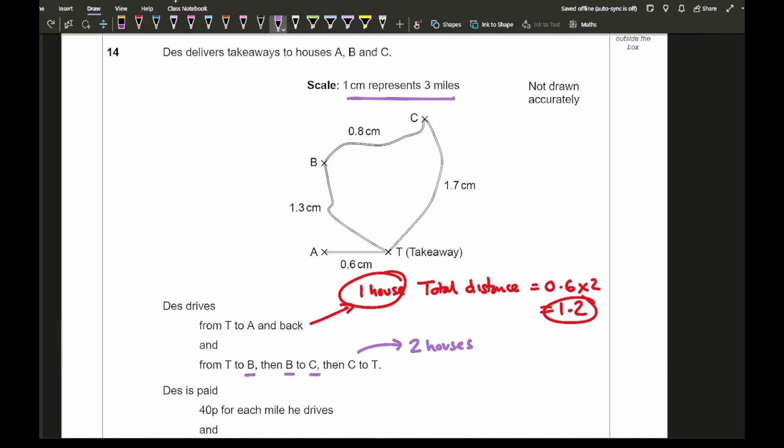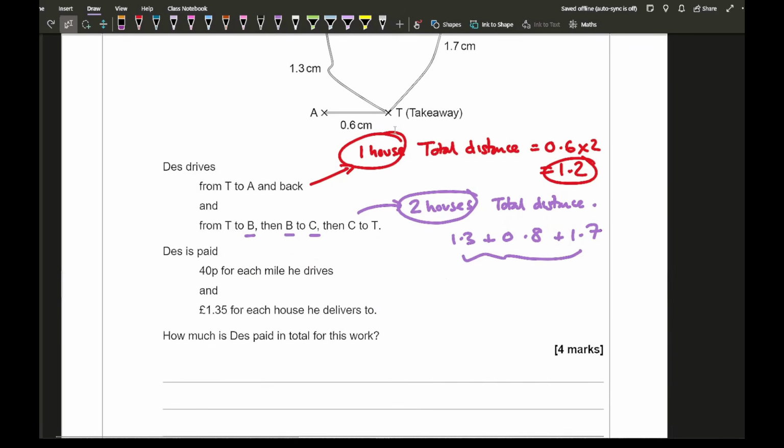So 2 houses, and then the total distance in centimetres is going to be from T to B, which is 1.3, plus B to C, which is 0.8, and then C to T, which is 1.7. So if I add all of those up, let's just have a look at what we get. So I'm going to get 1.3 plus 0.8 plus 1.7. That gives me a total distance of 3.8.